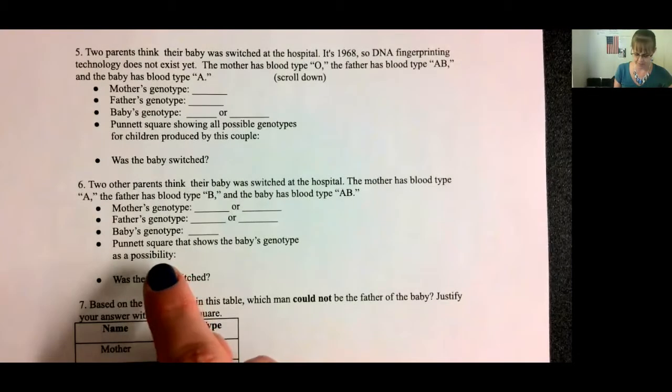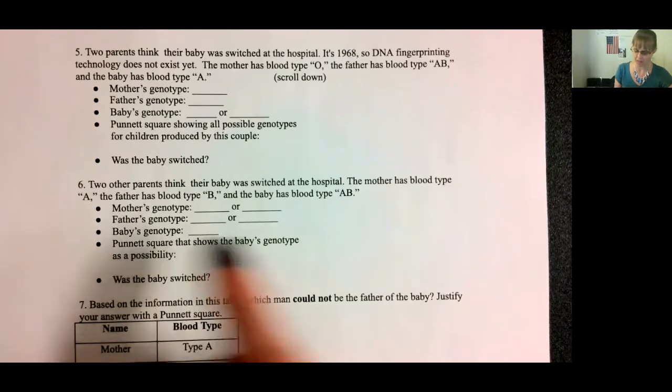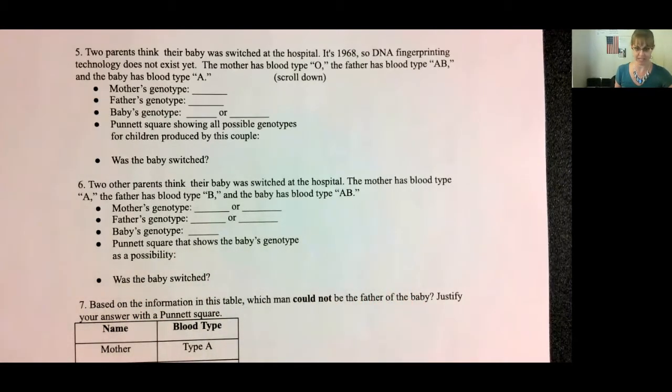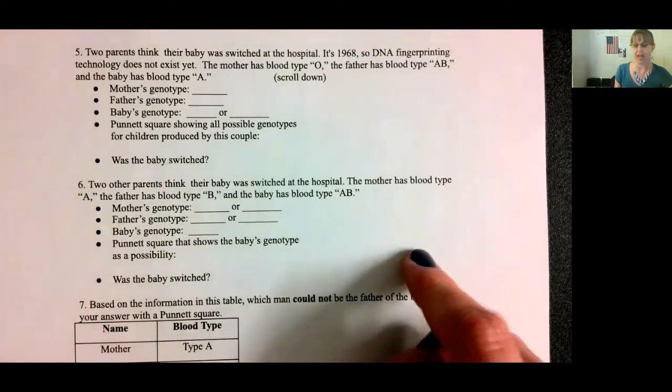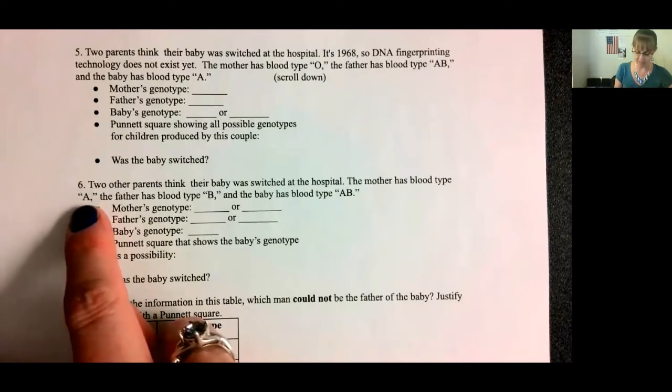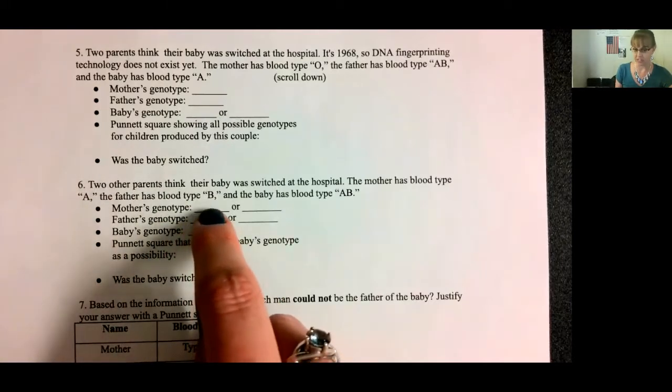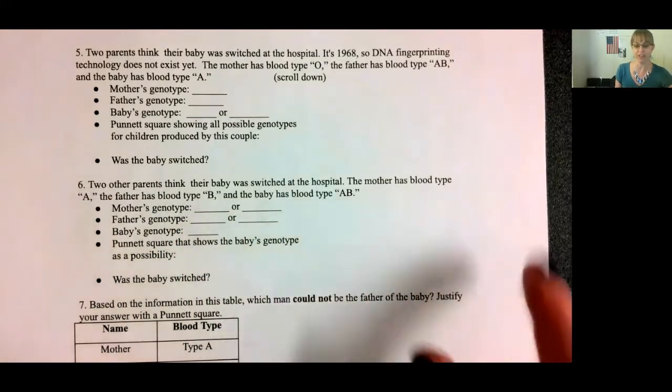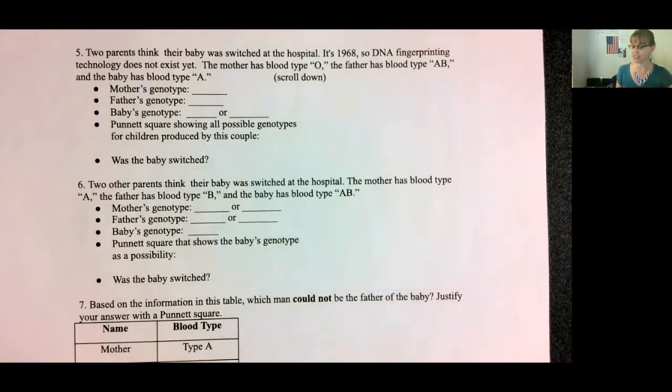For number 6, how do you know which Punnett square to draw? It's kind of confusing. Well, choose any combination that will give AB as one of the choices. So you can start with any of the combinations that gives the mom blood type A. You can start with any combination that gives blood type B. And when you're done, if at least one of the answers is AB, then that is a possible Punnett square. So it does not matter which ones you start with as long as AB is one of the answers.